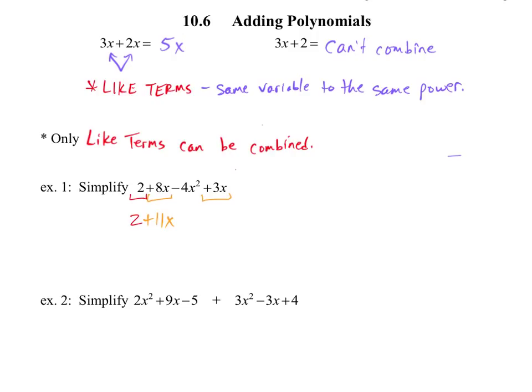And then last but not least, I have this minus 4x squared. We can't combine that with anything else, right? There's no other x squareds. So we have this, which is now in the exact opposite order that we want to write it.